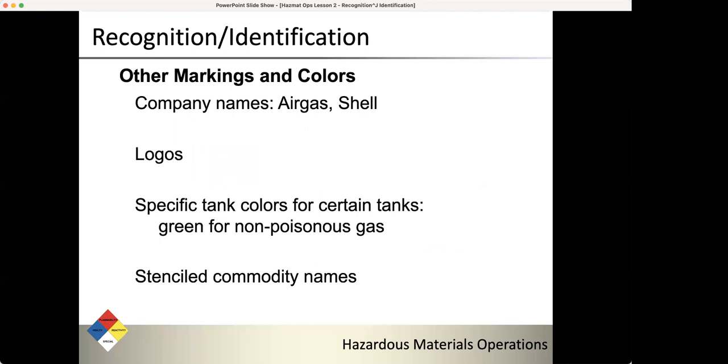Other markings and colors, company names. If you see a container that has the word Airgas or Shell or Phillips 66, there's a high suspicion that they're carrying a hazardous material. Also logos, company logos, the Shell, the Phillips 66 shield, the Amoco torch, things like that. Specific tank colors for certain tanks, green for non-poisonous gases. Also, the product might be stenciled on the container. It probably has that in it.